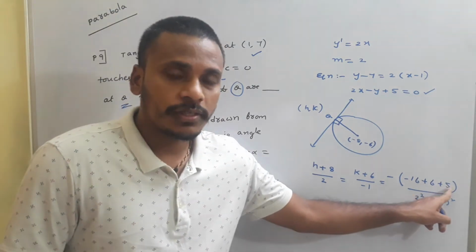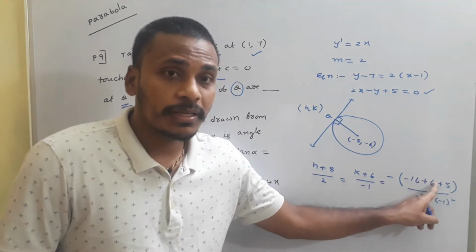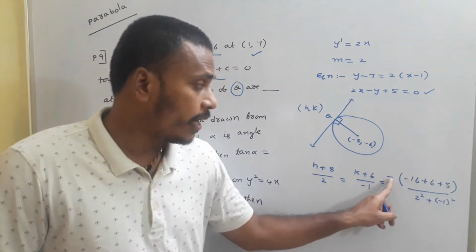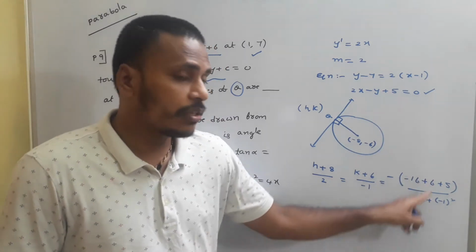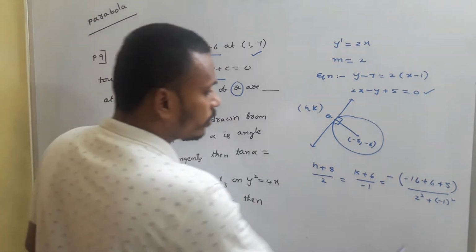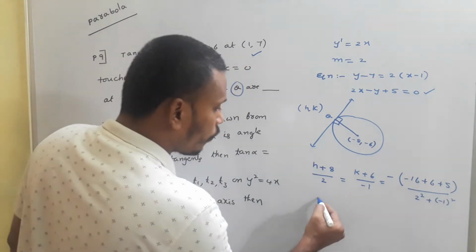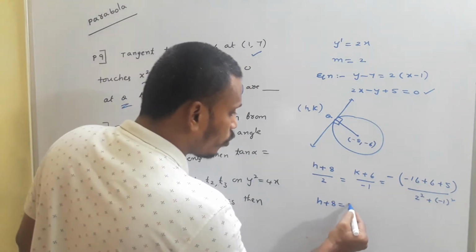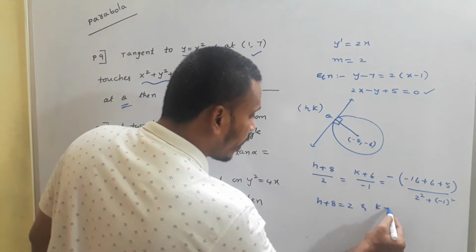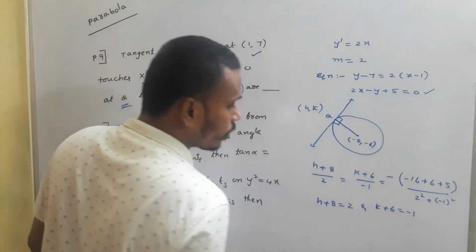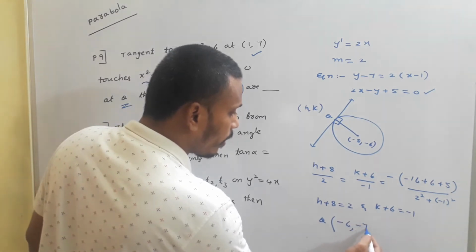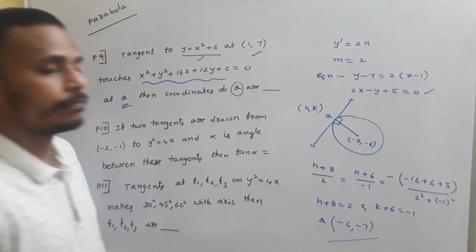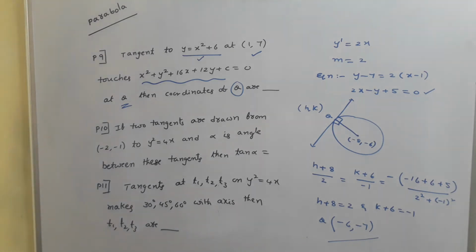Okay, 6 plus 5 is 11, minus 16 plus 11 is minus 5, minus of minus 5 is plus 5, and here we have 5. So totally this is 1. Since that is 1, you just rewrite it with 1. So we have h plus 8 is equals to 2 and k plus 6 is equals to minus 1. Then what are the coordinates of q? 2 minus 8 is minus 6, minus 1 minus 6 is minus 7. So finally the coordinates of q are minus 6 comma minus 7.